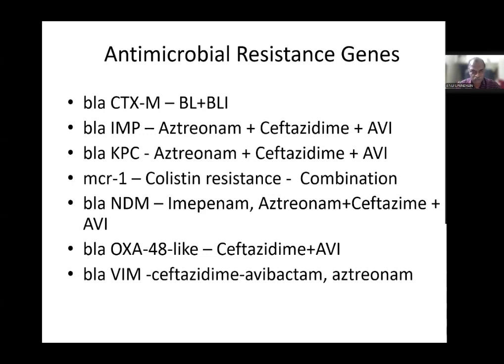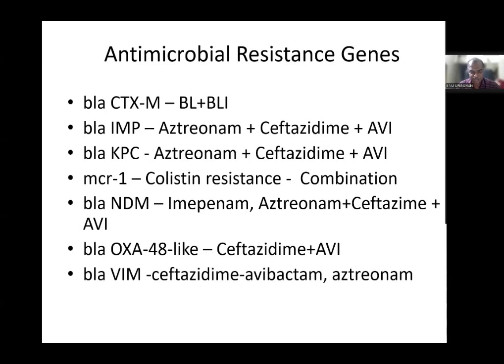So in summary, this is how we go about it once a gene panel is identified. CTX-M, we can still use a BLBLI combination. CTX-M, BLA, IMP, we can use a combination of aztreonam, ceftazidime, and avibactam. KPC, it is aztreonam plus ceftazidime and avibactam. MCR is mobile colistin resistance, very difficult to treat. If you get MCR1 positivity, it is difficult to treat. We have to use a combination of drugs.